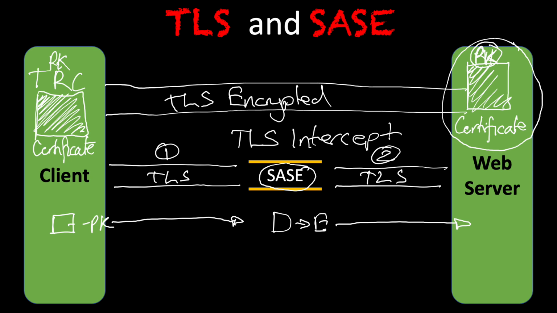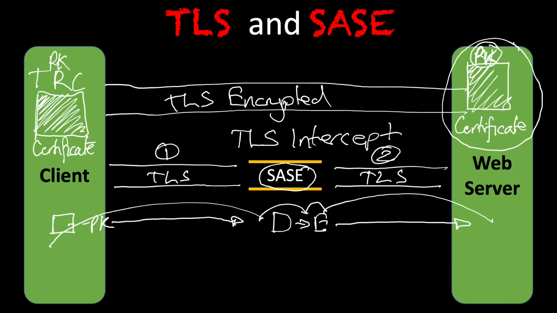So really what we're doing here is encrypting, decrypting, encrypting, and decrypting again. That's how the SASE model is able to insert itself in the middle while effectively providing end-to-end communication. The key element is that the client is unaware of the interception taking place.